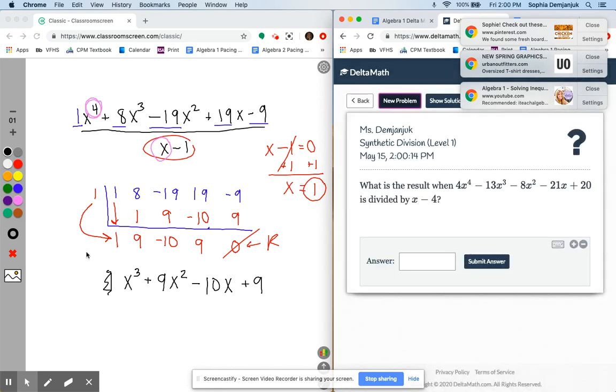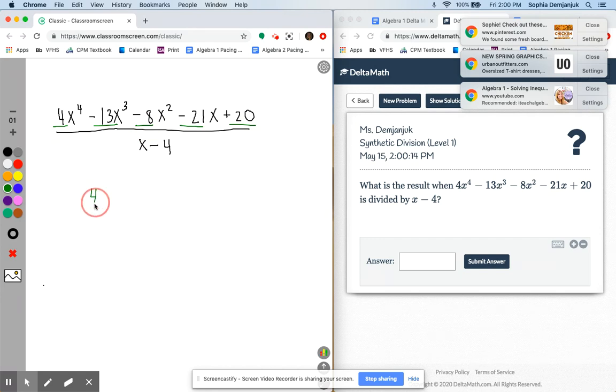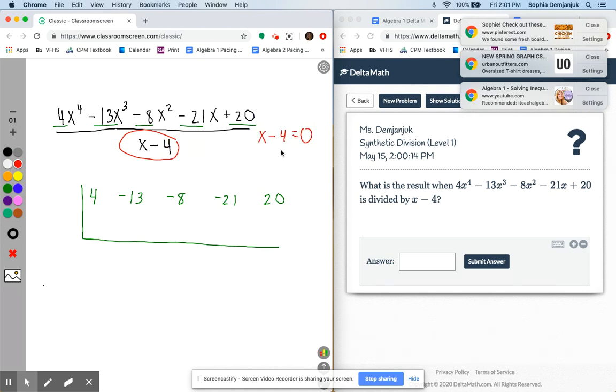And we can do another example. For this one, I'm starting out with 4x to the fourth minus 13x to the third minus 8x squared minus 21x plus 20. And I'm dividing that entire huge polynomial by x minus 4. So I'm going to start out with my coefficients: 4, negative 13, negative 8, negative 21, positive 20. I need to figure out what goes on the left, so I take my denominator and set it equal to 0. X minus 4 equals 0, and if I add 4 to both sides, x equals 4.